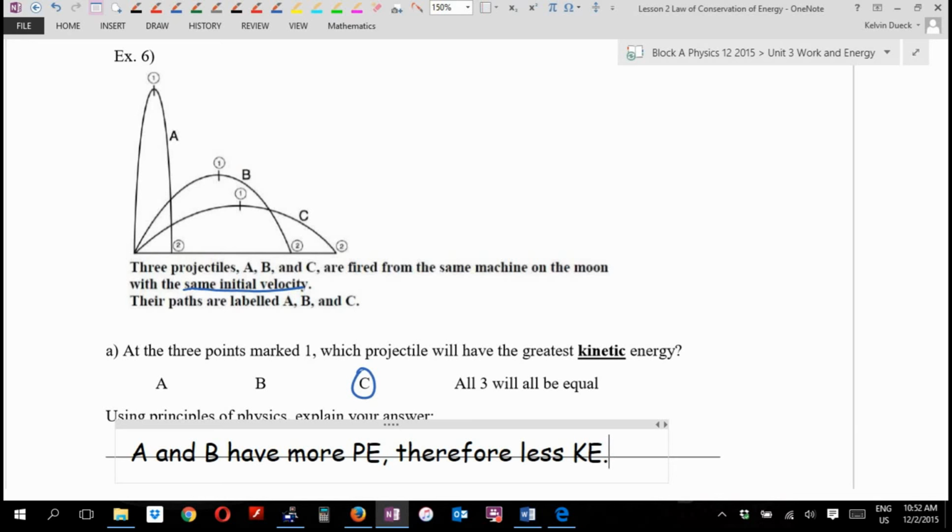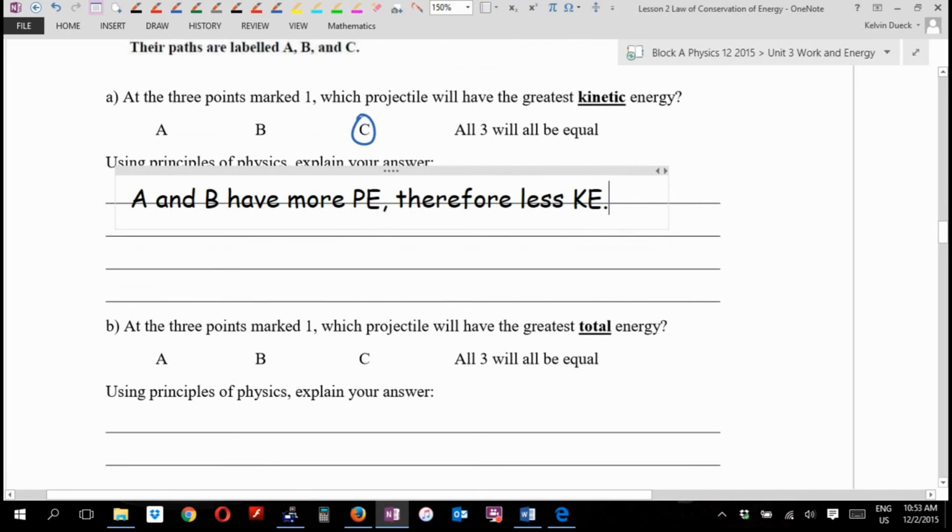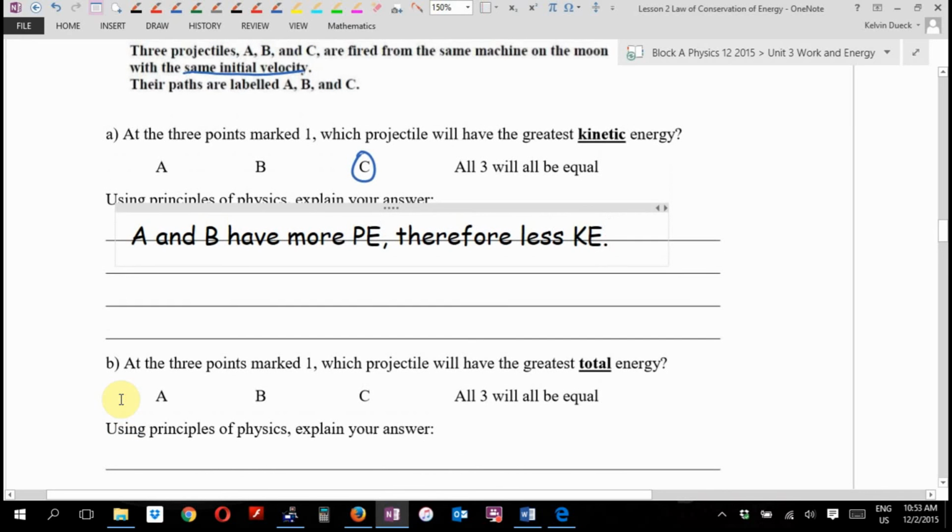Okay. So let's start thinking about types of energy. At the 3 points marked part 1, which projectile will have the greatest total energy? A, B, C, or all three will be equal. Who says A? Who says B? Who says C? Who says D? Convince me. Cade, convince me.